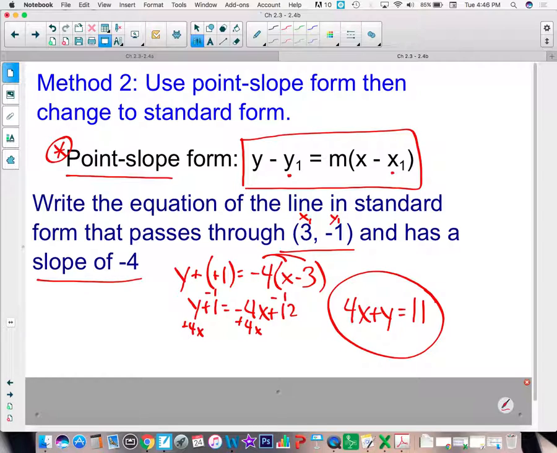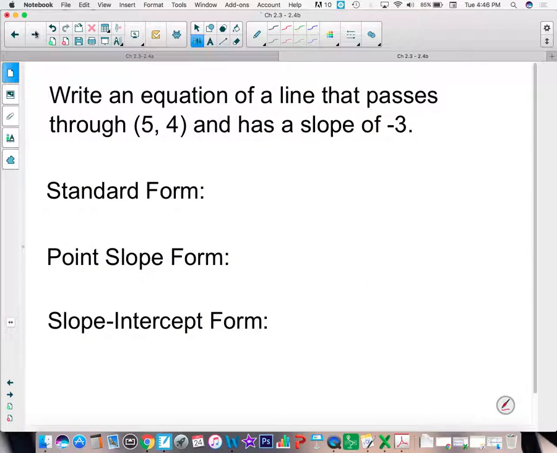If you guys need to rewind and watch that example again, you can. We're going to keep going on to the next one. Write this example down. I want you guys all at your tables to see if you can figure out these 3 different forms for the information given. So pause the video and work at your table to see if you can figure this out.